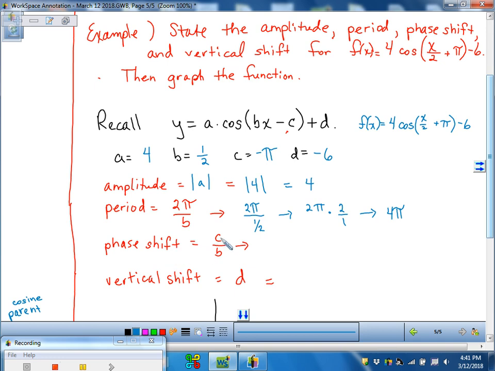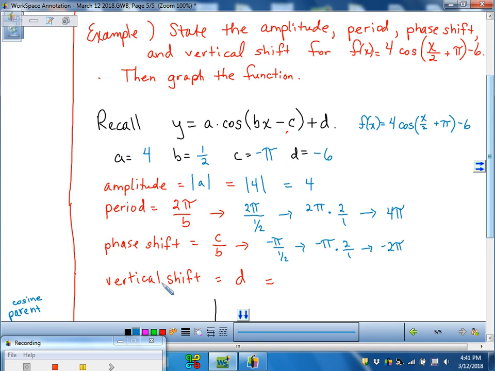Phase shift, c divided by b. We're going to take our c number, which is the opposite of pi. We're going to divide by our b number, which is 1/2. So again, going to employ division of fractions. Opposite of pi times the reciprocal of 1/2, which is 2 over 1. Negative pi times 2 over 1 is negative 2π. This is our phase shift.